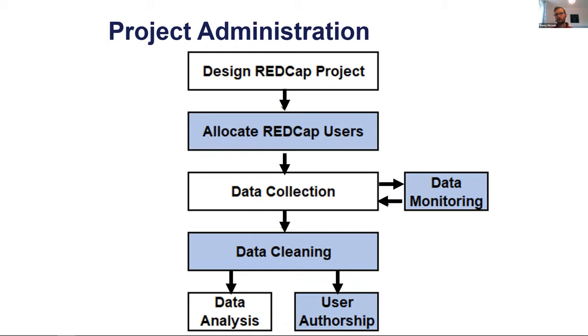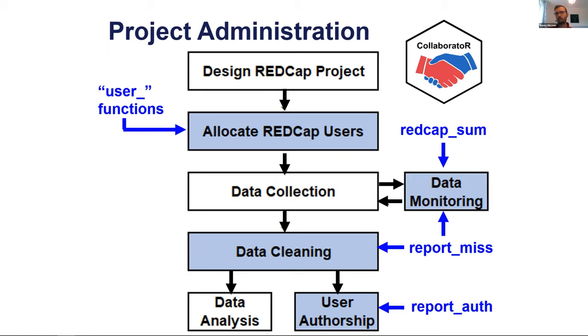When you're thinking about managing projects like these, particularly multi-center ones, there are different aspects of the project that cause the most burden for administrating them. These are things where you're doing repetitive things at scale, which are fantastic opportunities for automation. Designing REDCap projects needs a lot of the human element to do properly, so you can't really automate that. But making sure users are allocated to the right team can definitely be automated. Data collection obviously needs to be done by people, but monitoring the quality of data going in and the amount of missing data is easy to automate. Similarly, the data cleaning aspects can be automated as well. The bits in blue are the areas where CollaboratoR has some functions to help deal with these aspects and make things easier.